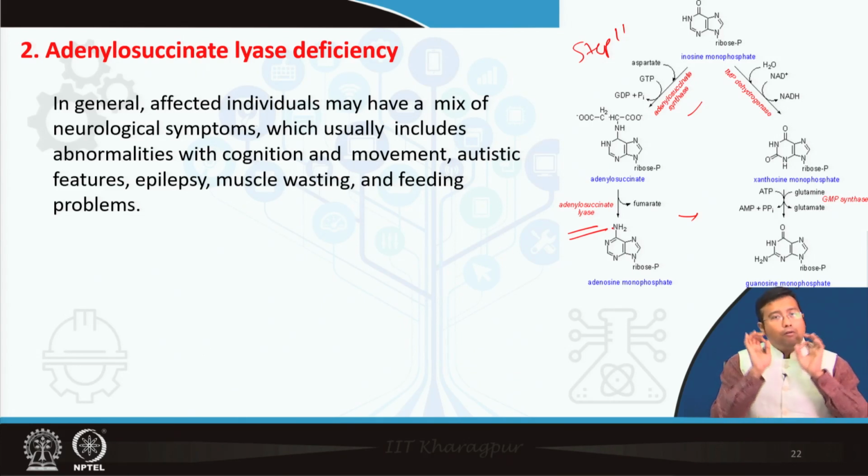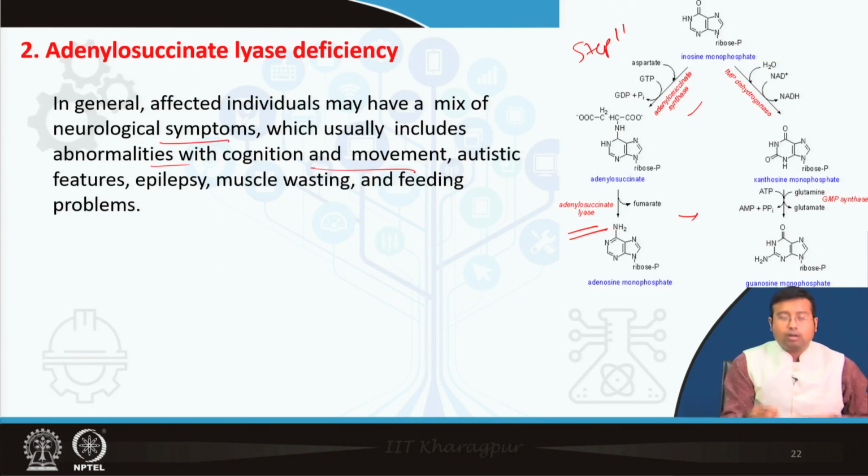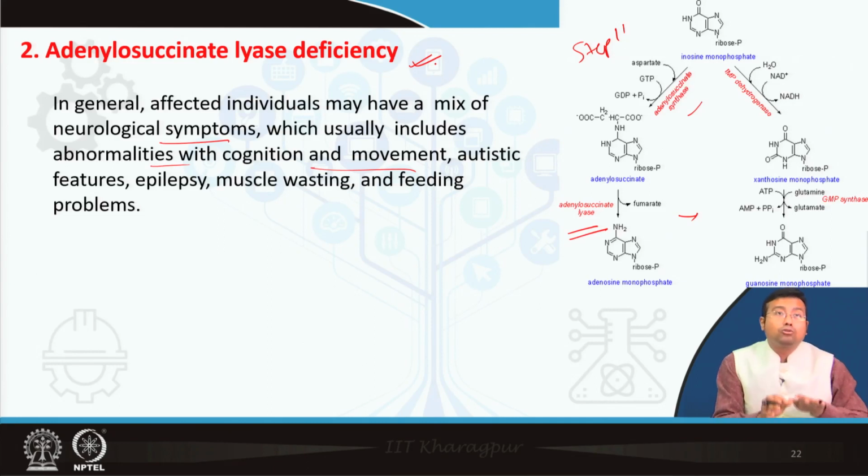What we need to know is this is a disease characterized by neurological symptoms, which include abnormal cognition, epilepsy, muscle wasting and feeding problems. So, mainly neurological symptoms are there in adenylosuccinate lyase deficiency. Generally, MCQ will hover around this. With a neurological symptom, you cannot rule out adenylosuccinate lyase deficiency.